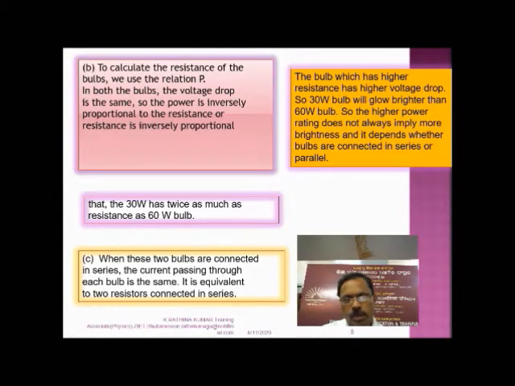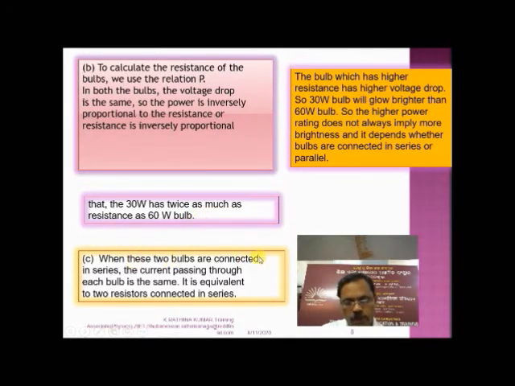Next question: to calculate the resistance of the bulb, we use the relation for power. In both the bulbs the voltage drop is the same, so the power is inversely proportional to the resistance. The 30 watts bulb has twice as much resistance as the 60 watts bulb.